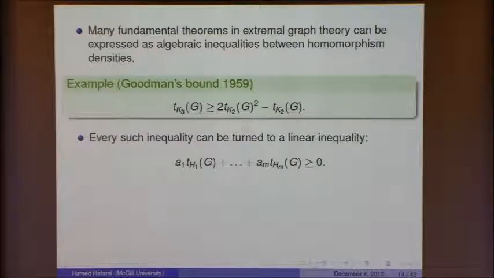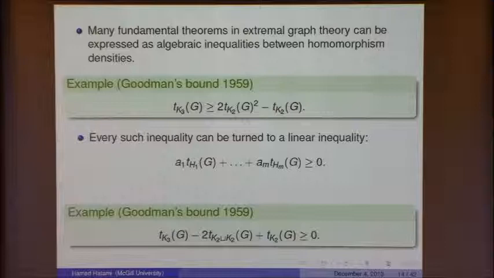Another thing is that any such algebraic inequality, I can convert to a linear inequality using what I had in the previous slide. So here the problem is that I have a quadratic inequality. This is squared, but I know how to turn that into just power 1. I can write this as just T of K2 disjoint union K2, right? Two disjoint edges. So by what I had in the previous slide, these two are equal. So I get a linear inequality like that. So I can state Goodman's bound in the following way.